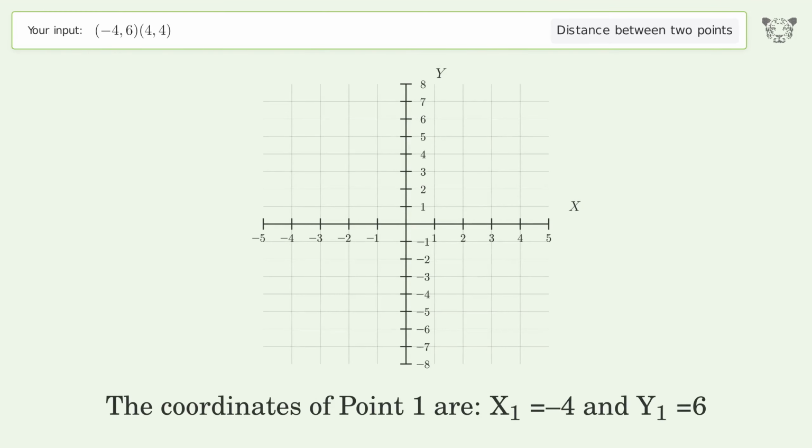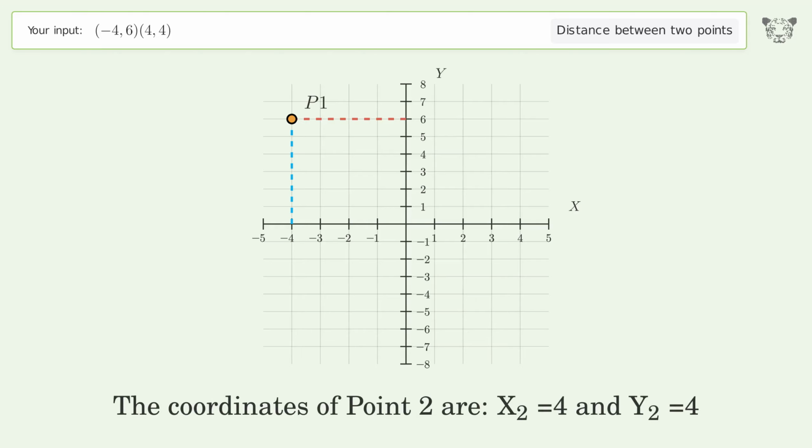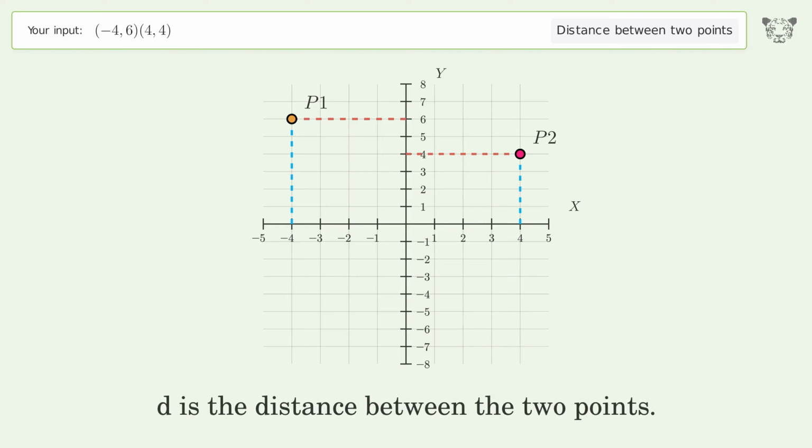The coordinates of point 1 are, x1 equals -4 and y1 equals 6. The coordinates of point 2 are, x2 equals 4 and y2 equals 4. D is the distance between the 2 points.